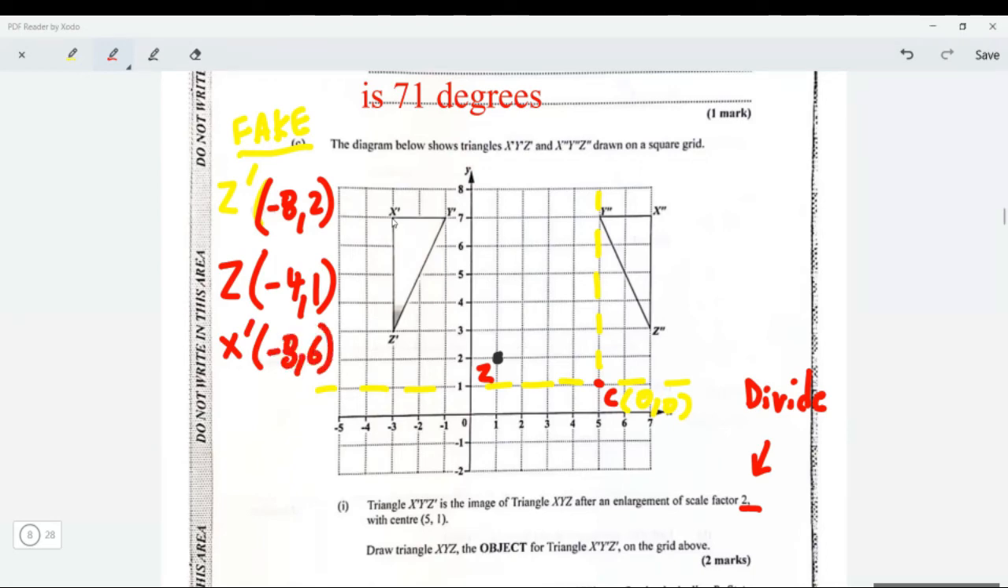So when I divide that by 2, my x is going to be -4, 3. That's my fake x. So -4, 3 is going to be 1, 2, 3, 4 to the left is negative. Then 3, 1, 2, 3 right here. This is my x then. This is my object x.